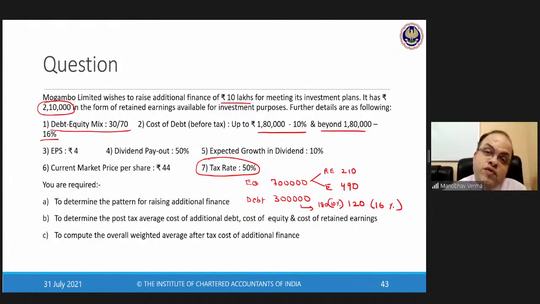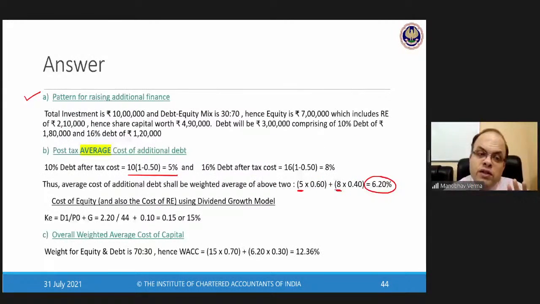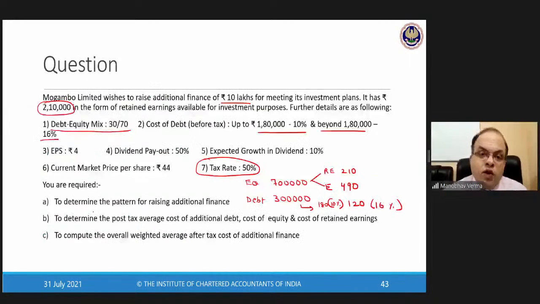So 4 into 50% gives us 2. That's the D0 for us. But for D1, that's 2 into 1.1, which gives us 2.2. So D1 is 2.2. That's how we arrive at it, from the information in the question itself.